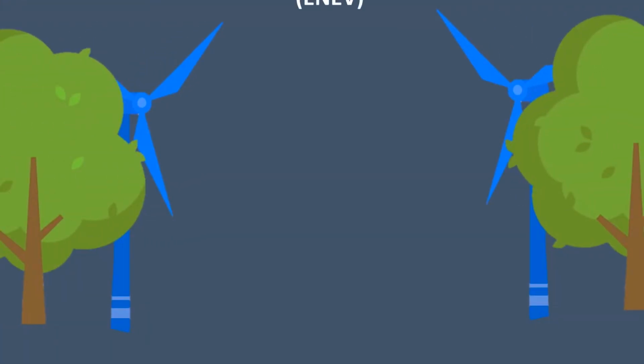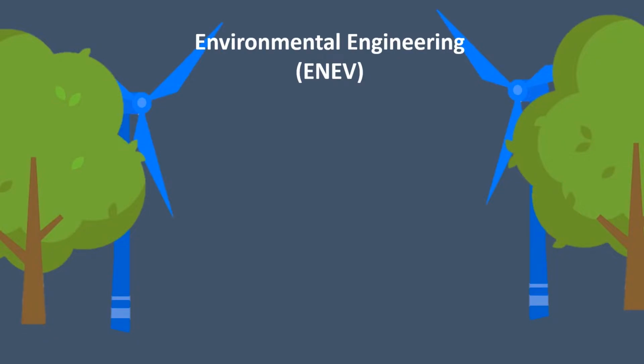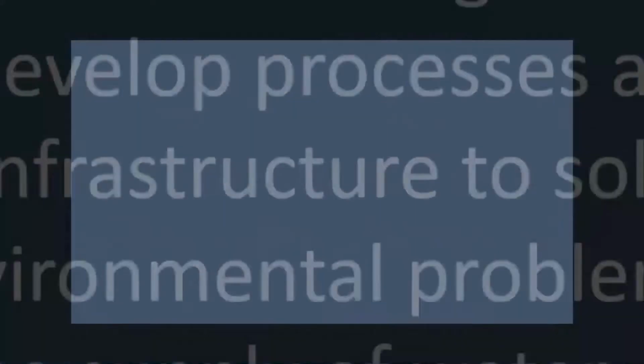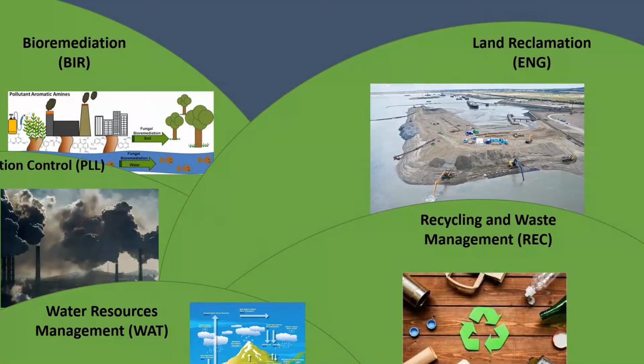Alternatively, environmental engineering concerns the solving of problems, namely, supply of water, the disposal of waste, or the control of pollution, through aiding the issues by advancement of processes and infrastructure. Subcategories are: pollution control encompasses sewage management through managing waste and flow by only using a small amount of water.